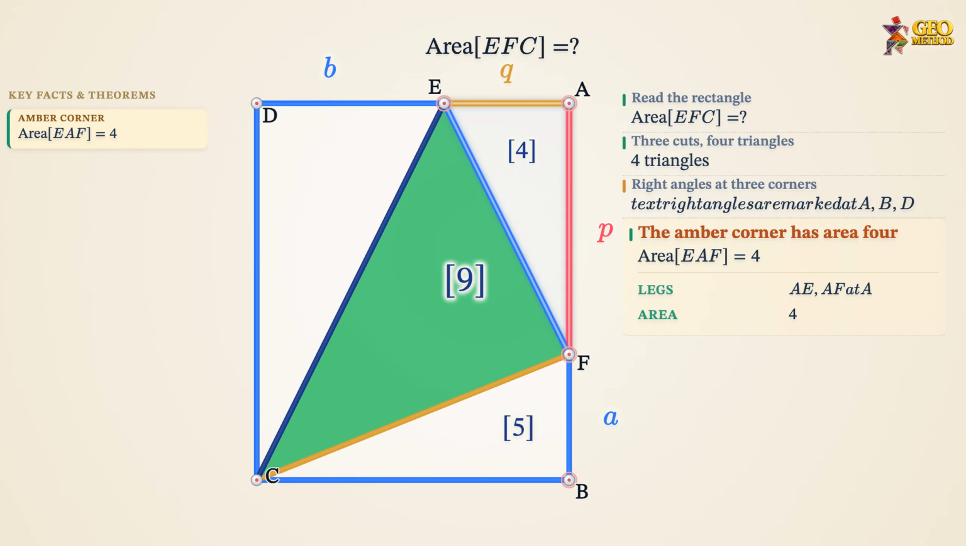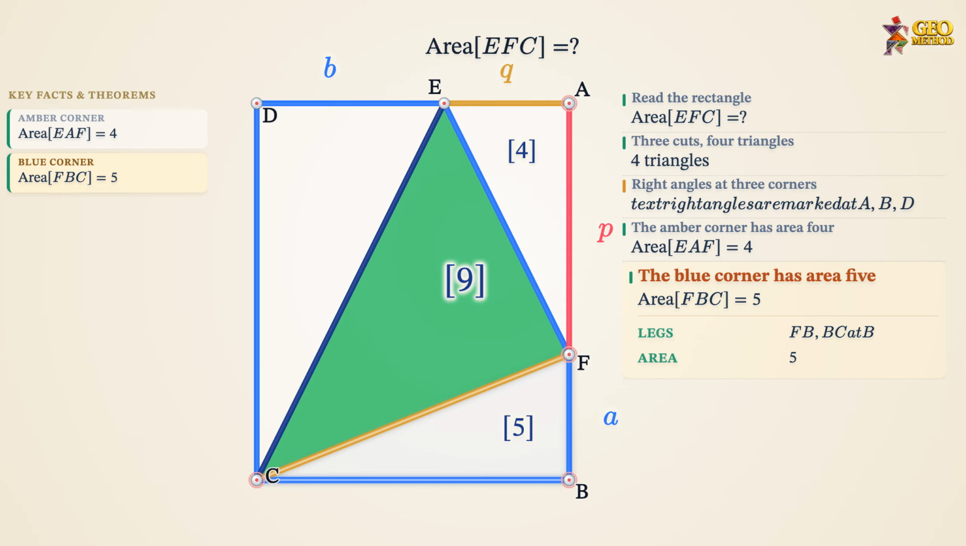The amber corner triangle EAF has area 4. Its legs are segment AE running left along the top and segment AF running down the right side, meeting at the right angle at A. Hold on to that value 4.